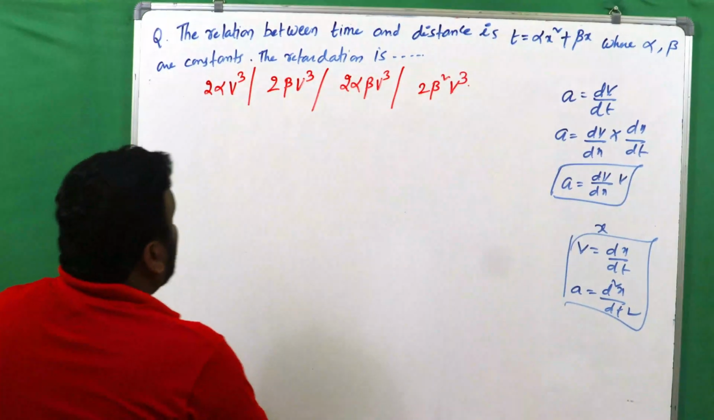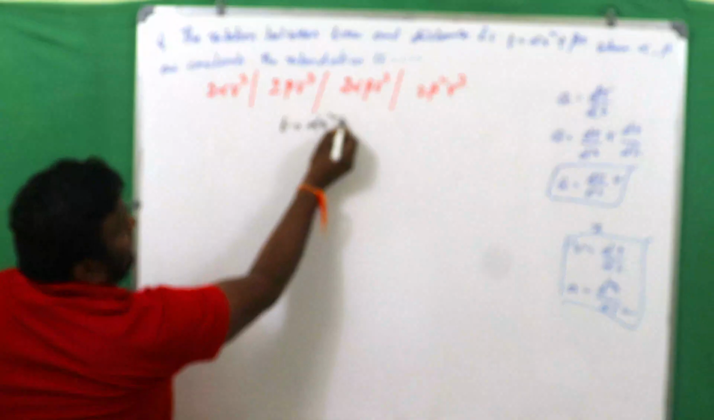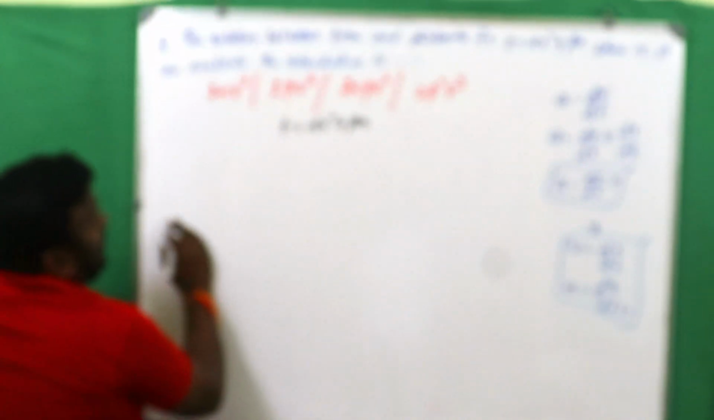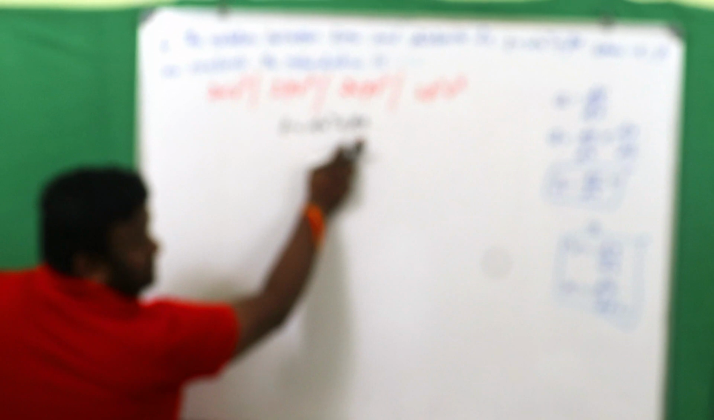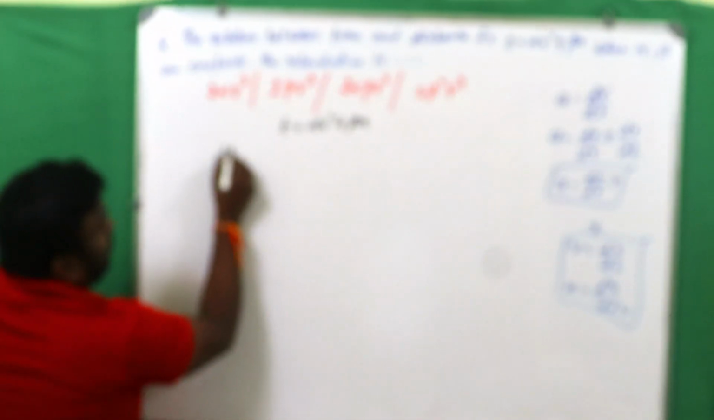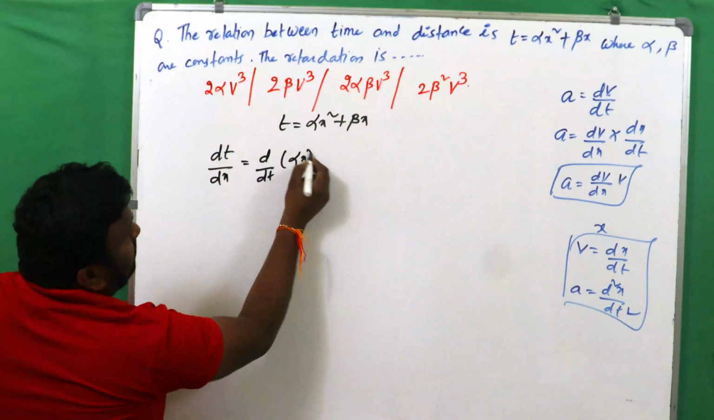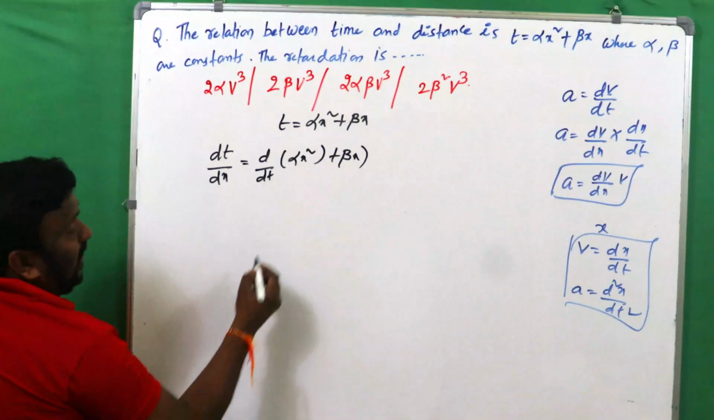Now what was given: t is equal to alpha x square plus beta x. It's very clear. From that, I am going to write the equation in the form of x, the function of x. That's why we have to differentiate with respect to x. dt by dx is equal to d by dx of alpha x square plus beta x. Clear?